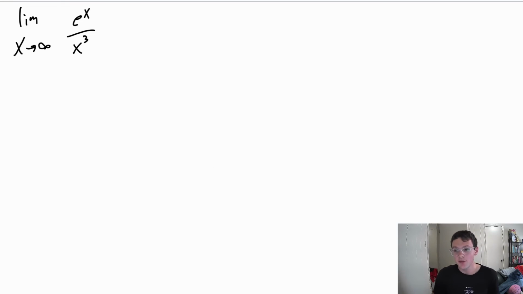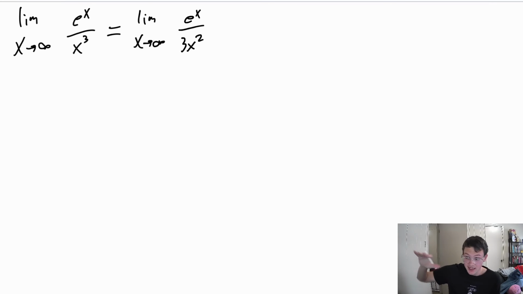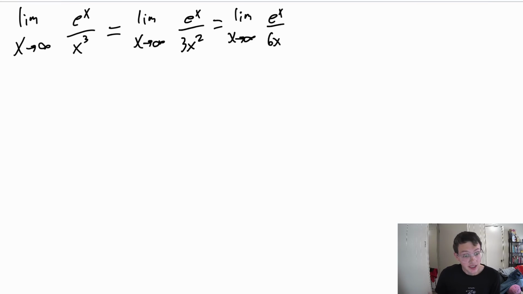Okay, and one more example with x going to infinity. Here, as x goes to infinity, e to the x also blows up to infinity, and x cubed also, of course, blows up to infinity. So we can apply L'Hopital's rule, take the derivative of the top and the derivative of the bottom. Both of these, of course, blow up to infinity, e to the x and 3x squared. So we can apply L'Hopital's rule again. And we get this. But both of these, again, blow up to infinity. So we can take L'Hopital's rule again.